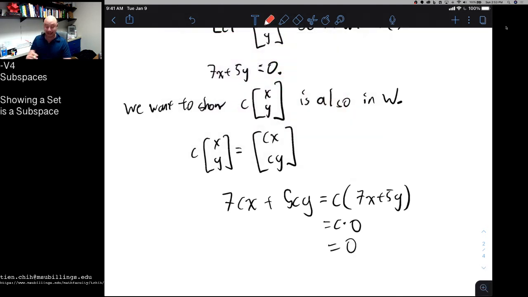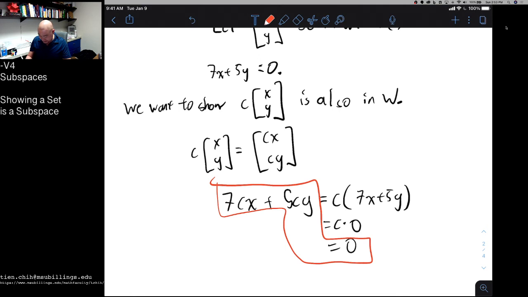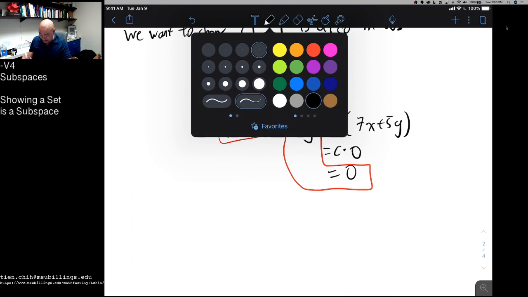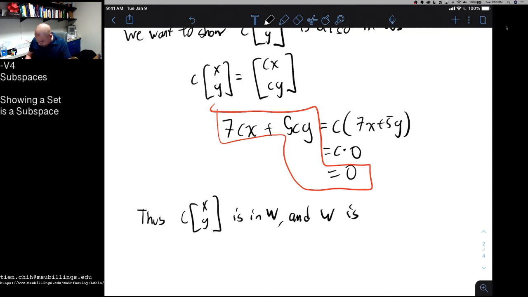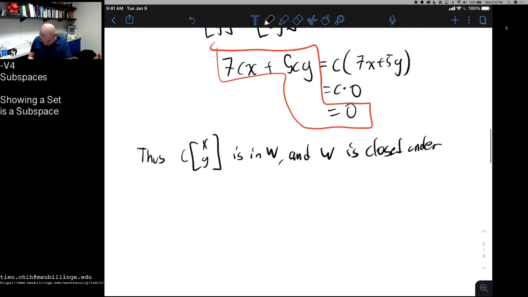So what we've done is we've established that (cx, cy) in fact satisfies the W condition. Thus, c times (x, y) is in W, and W is closed under scalar multiplication.